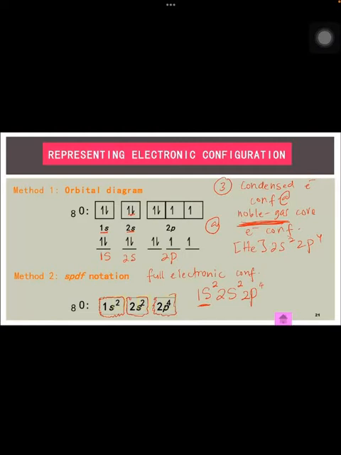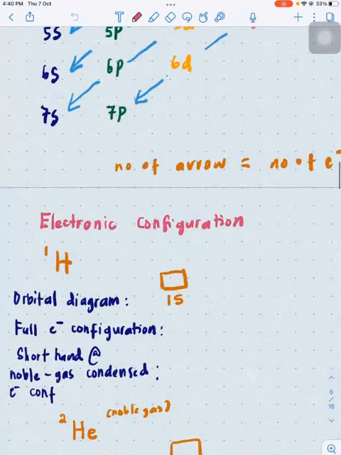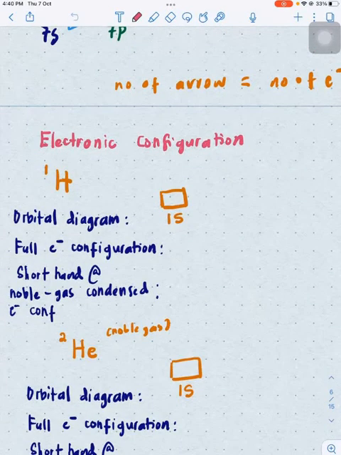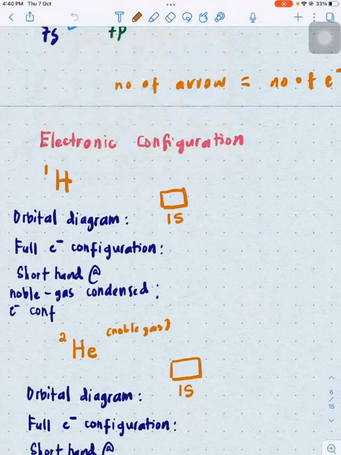Okay, so macam mana kita nak tulis semua ni? So I'm going to do together with you for the first 10 elements. Okay, kita buat starting from hydrogen. So hydrogen kita tahu kita ada 1 electron, meaning that we only need 1 box to fill in the arrow, or to fill in the electron. And of course, according to Aufbau, we must start with 1s. So in this case, you can start writing 1 arrow in this 1s box.